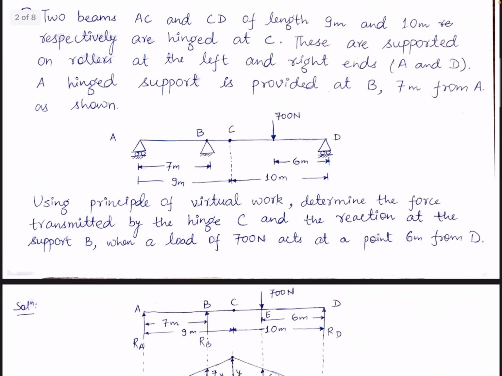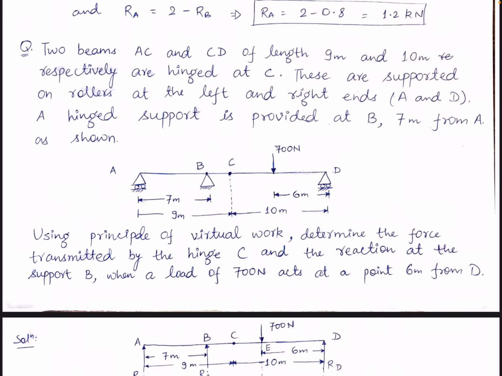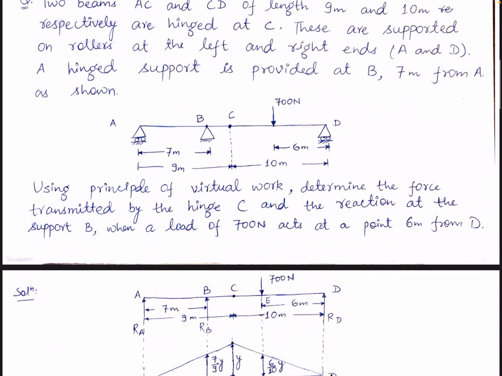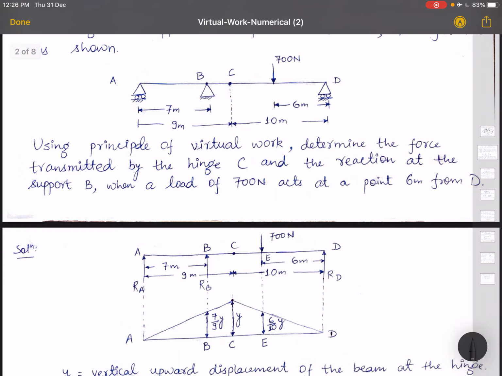So again, what we have to do, we have to apply the virtual displacement. So at which point we can give it? Either it can be at the ends or it can be at the hinge. So here internal hinge is provided at C. So what we have done, we have provided a displacement, and now after that we have to just join the last ends, like here.